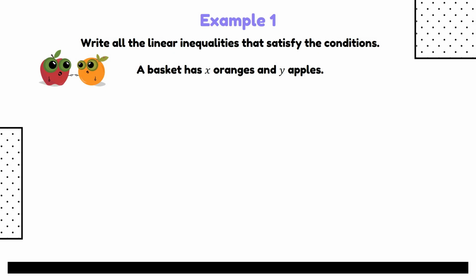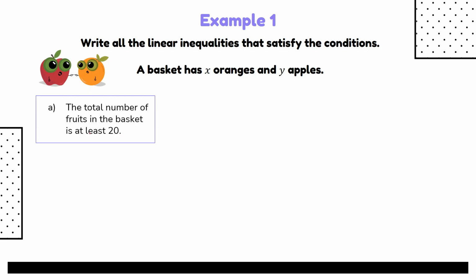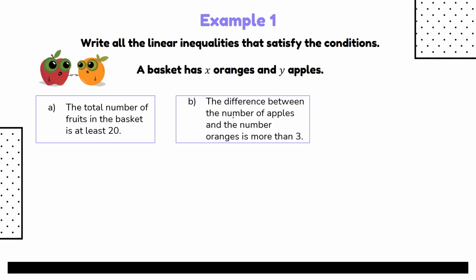Okay, example 1. Write all the linear inequalities that satisfy the condition. A basket has X orange and Y apple. In this situation it's involving orange and apple. For the first condition, the total number of fruits in the basket is at least 20. The second one is the difference between the number of apples and the number of orange is more than 3. And the third condition is the maximum number of orange is 8.